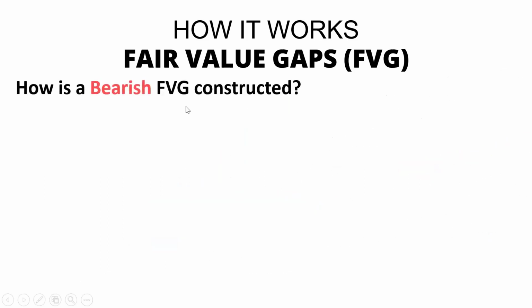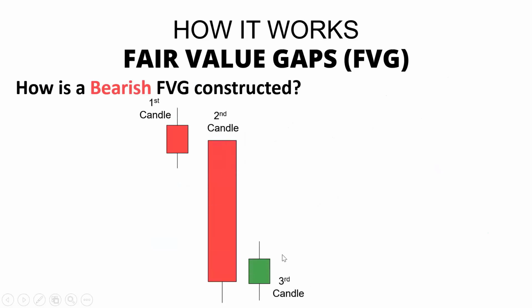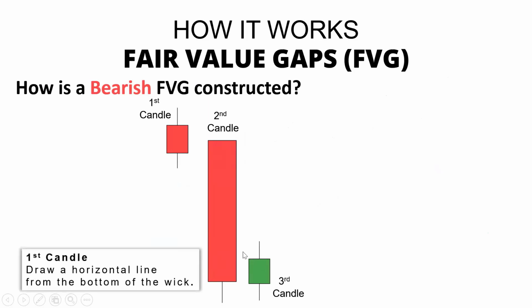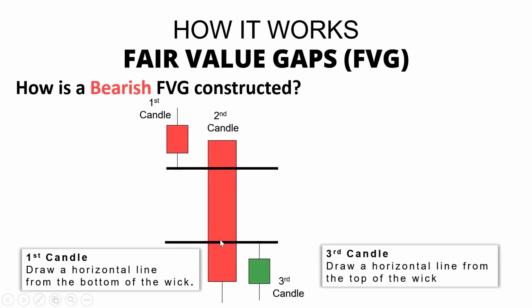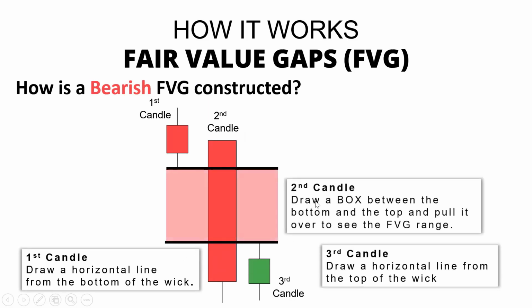How is a bearish fair value gap constructed? So we have the first candle, the second impulse candle, and the third candle. You draw a horizontal line from the bottom of the wick of the first candle. You draw a horizontal line from the top of the wick of the third candle. And the second candle, you draw the box between the low of the first candle and the high of the third candle. And that pulls in the fair value gap or the bearish fair value gap.